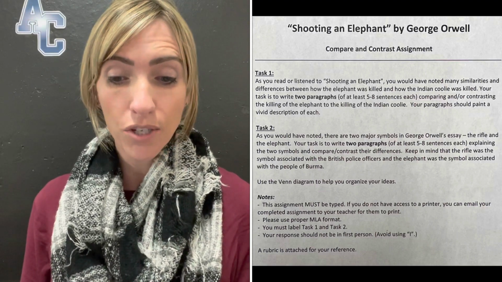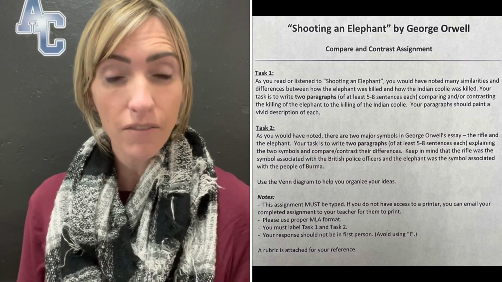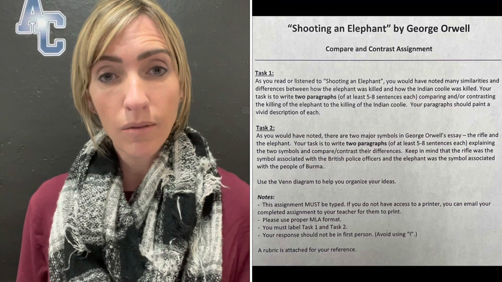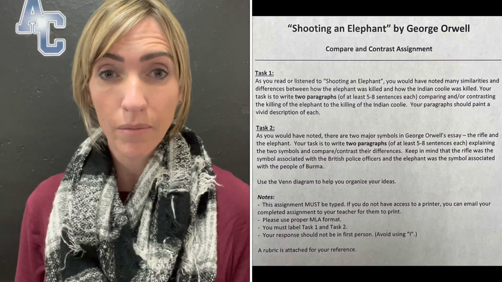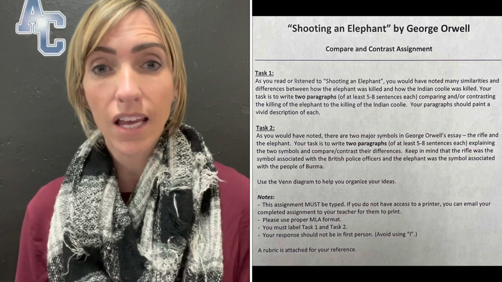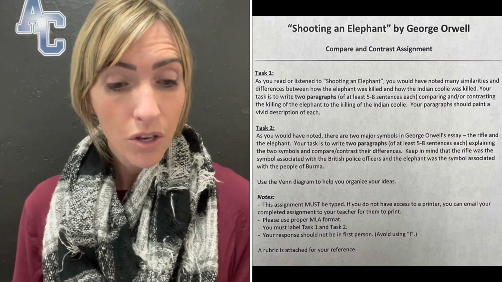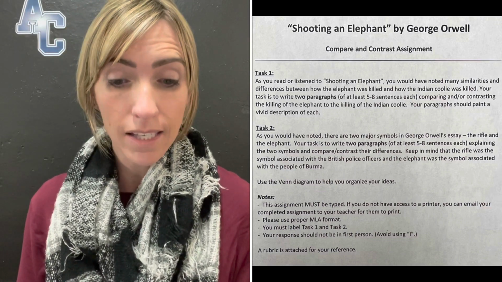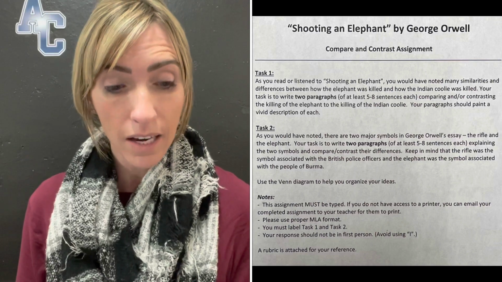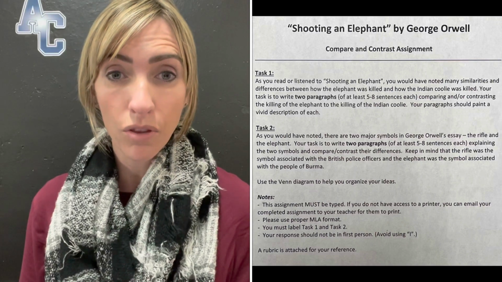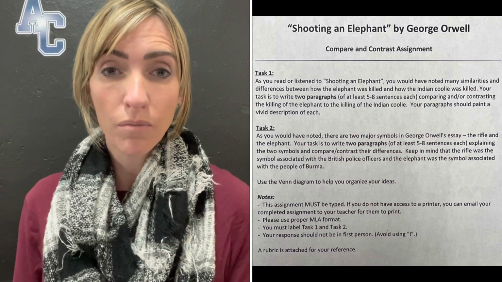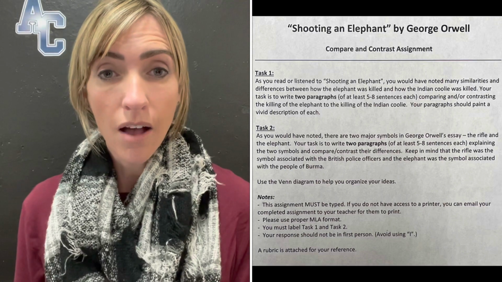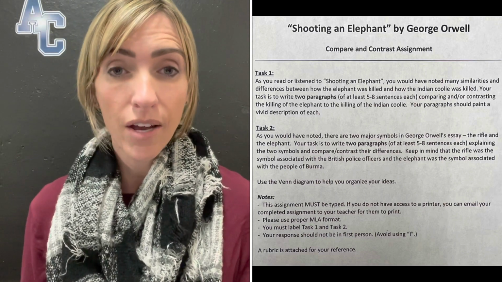Part one is asking you to compare and contrast the killing of the elephant to the killing of the Indian coolie. So we will, in this lesson, be talking about the compare and contrast and some of the similarities and differences and some of the things that are the same as well. In part two, you are asked to compare and contrast two other symbols in George Orwell's essay, and those symbols are the rifle, so the gun, and the elephant. So as we know, they both, again, are very important symbols, and we will be discussing just in a few minutes here how they are similar, how they are different in our compare and contrast Venn diagram.